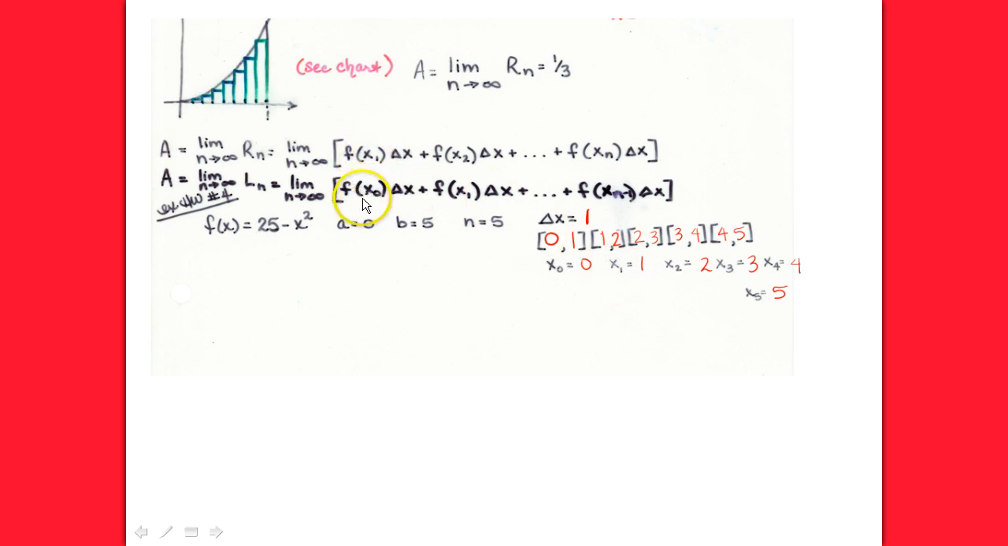Same thing if I'm looking at the definition of the left-hand. That left-hand endpoint is 0. That is x sub 0. So that's why that's the first value I put in. Look at the end of it as well, because the end of it is different.